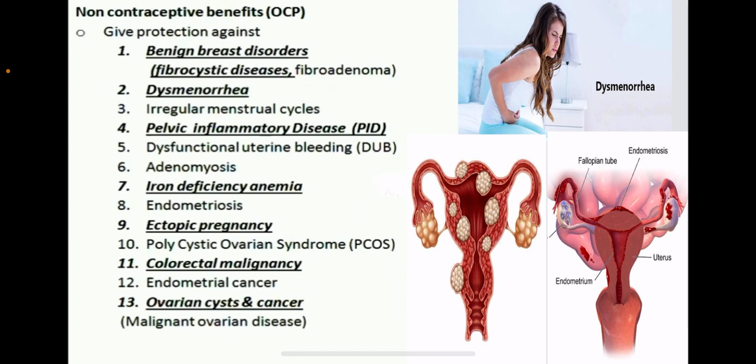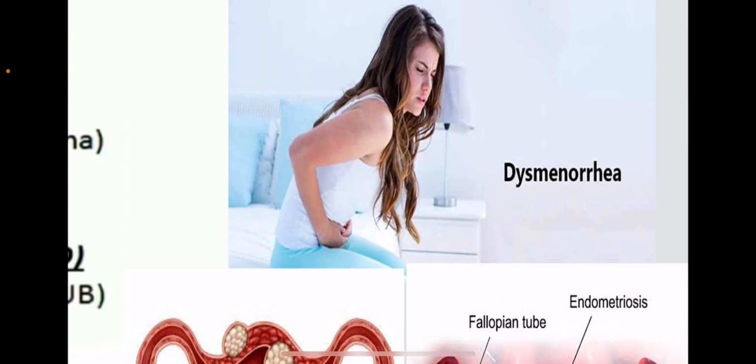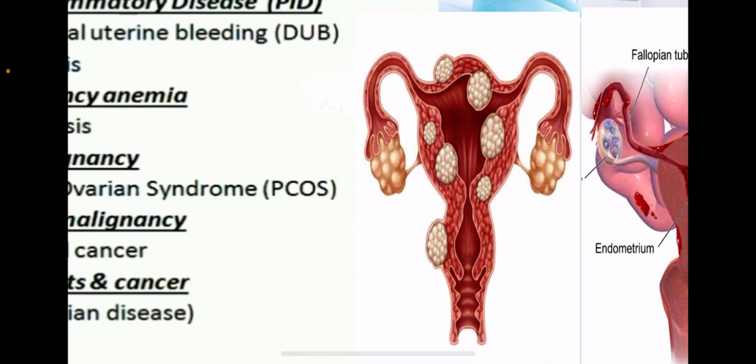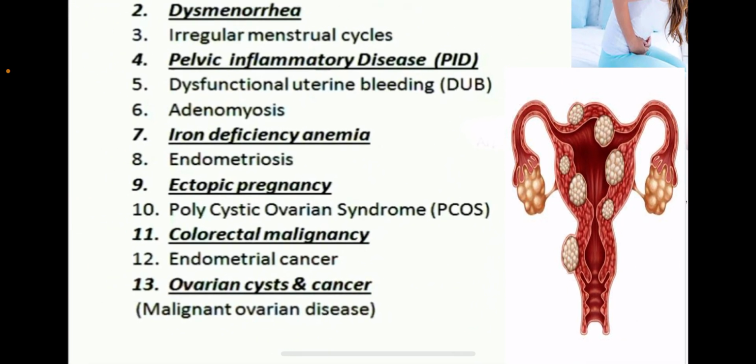And then we have adenomyosis, iron deficiency anemia, endometriosis. So you can see the picture here. The endometrium being lodged in different locations in the reproductive tract, and thereby the bleeding occurs from those sites. Endometriosis. Then we have ectopic pregnancy, polycystic ovarian syndrome. In all these conditions, it can provide a protection. So remember, don't write them under the adverse effects. We have already dealt with those. Now these are the non-contraceptive benefits.